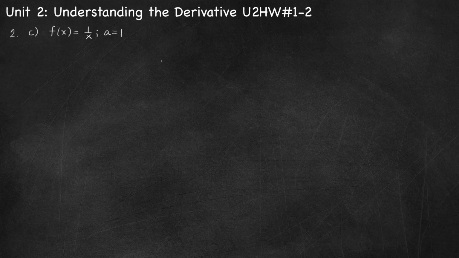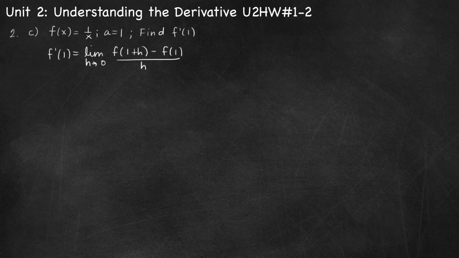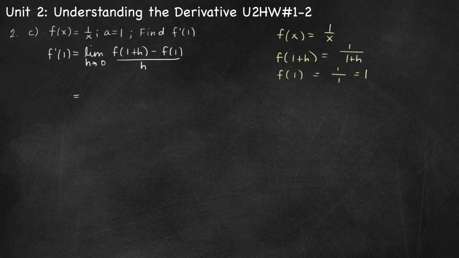Part C, f of x equals 1 over x, a equals 1. So we are trying to find f prime of 1. f prime of 1 equals the limit as h approaches 0 of f of 1 plus h minus f of 1 all over h. Okay, so we know that f of x equals 1 over x, and that means that f of 1 plus h equals 1 over 1 plus h, and f of 1 equals 1 over 1, or just 1.